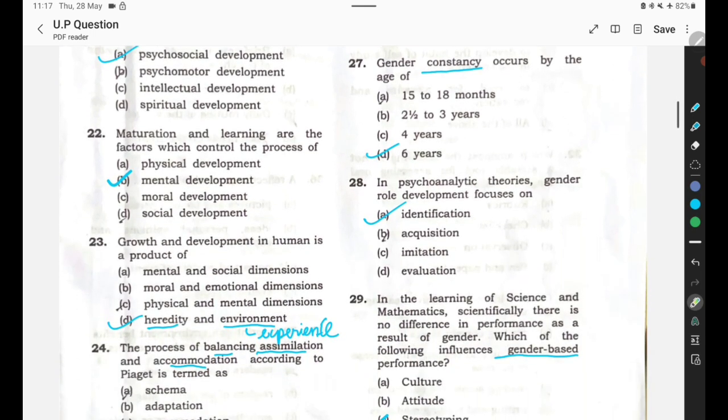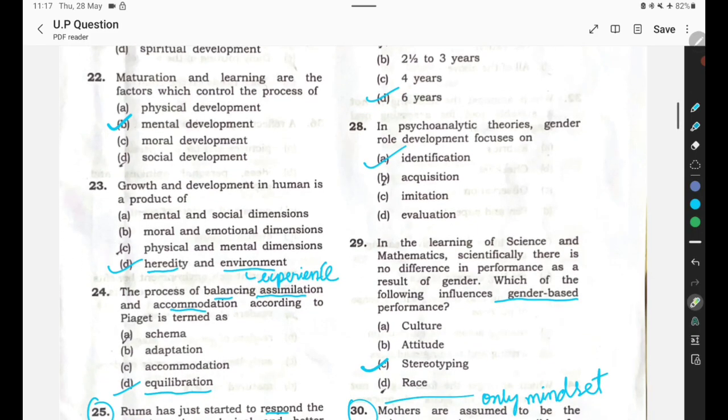Question number 27. Gender constancy occurs by the age of 6 years. Okay, in psychoanalytic theories, gender role development focuses on identification.